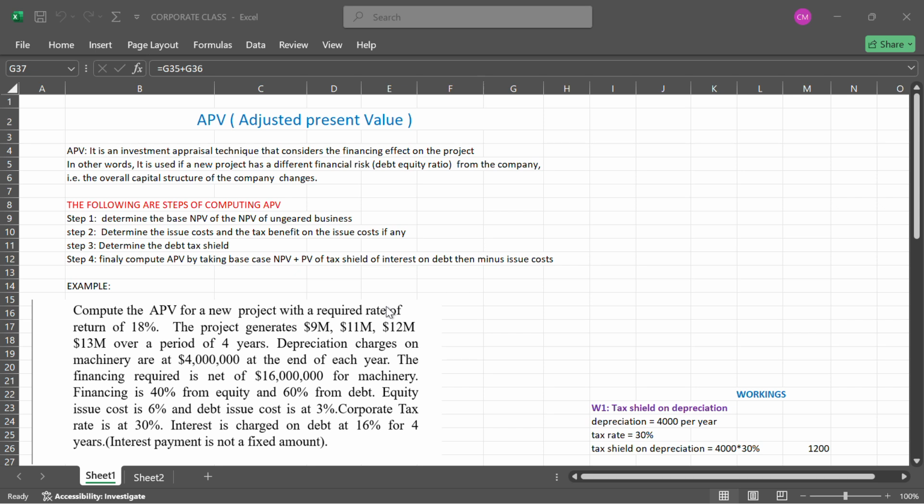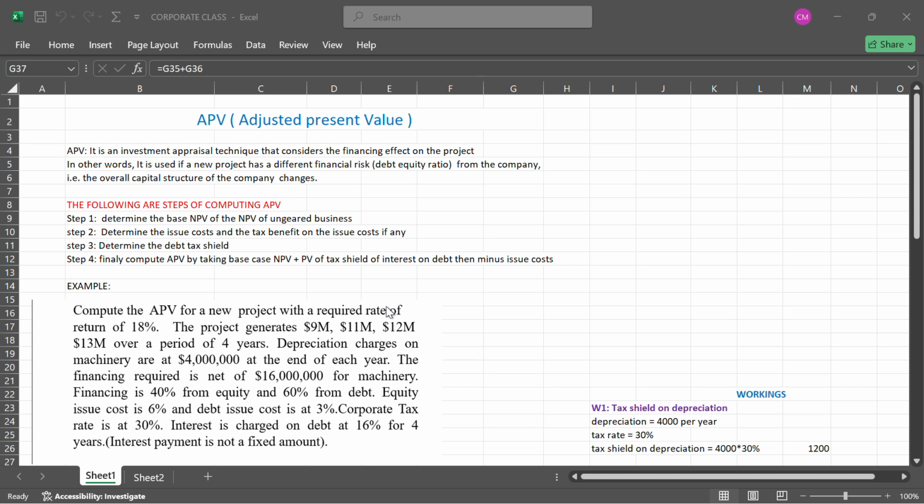Firstly, you determine the base case NPV, or net present value, of an all-equity business. So as I told you, this is the appraisal of your project, whether it is viable, but you take it as if it is only financed by equity instead of considering the financing effect. You first compute the net present value of your project as if it is only financed by equity.